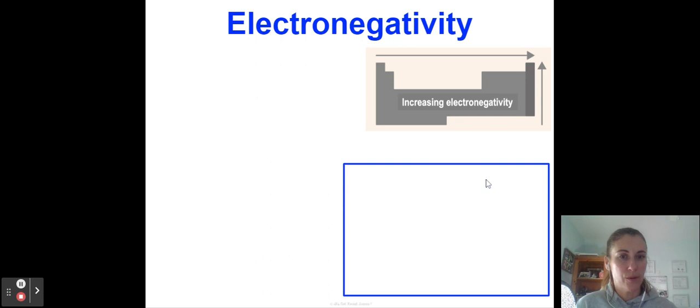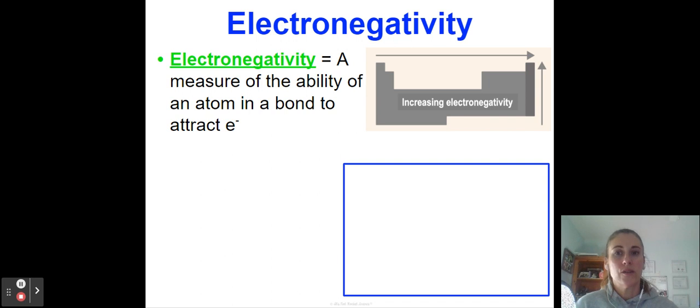Electronegativity is a very important one. This one we will see in the next unit as well with bonding. So electronegativity is the measure of the ability of an atom in a bond to attract electrons. As we go left to right, it gets more attractive, and as we go up the column or the group, it's going to be more attractive.